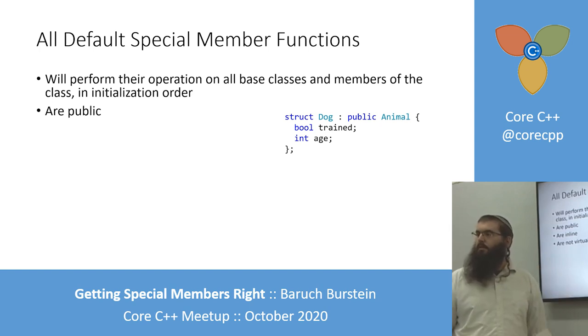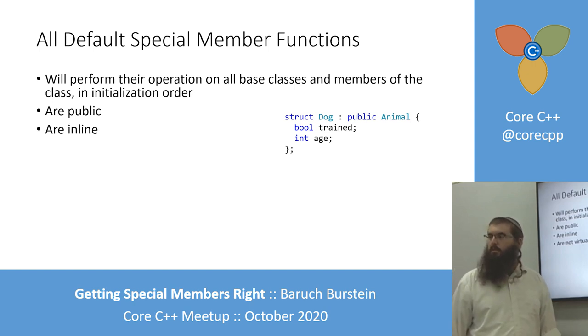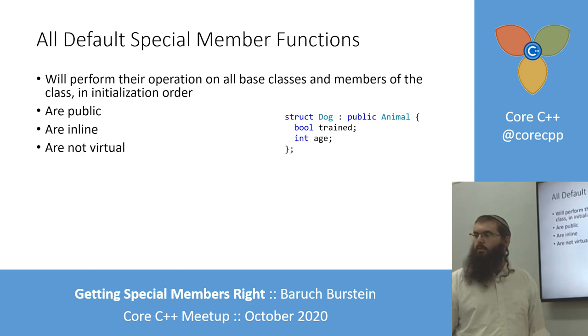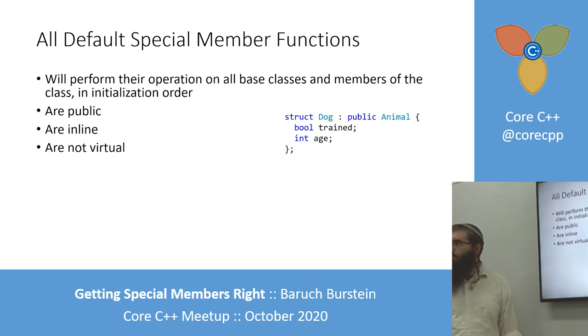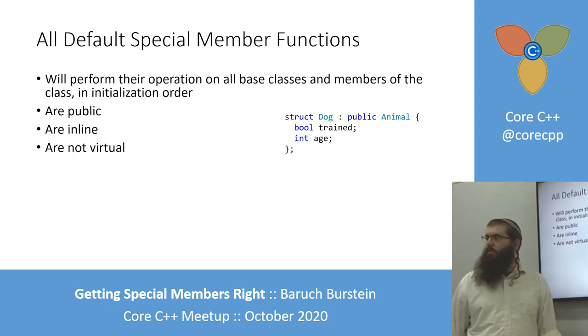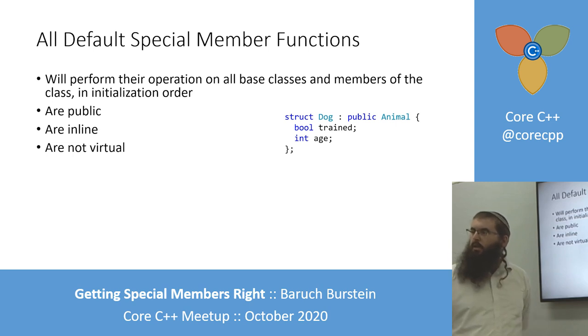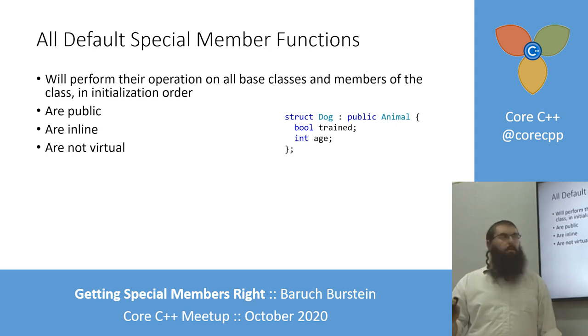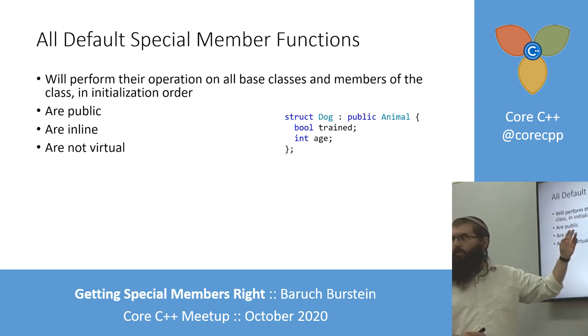All the default special member functions are public. If we want them to not be public, we have to declare them ourselves under private or protected. They are all inline. They are not virtual, especially important for the destructor. I think the inline part is wrong. I just read something a few days ago. There are cases in which something cannot compile if implemented in the header. In such a case, you need to write equals default in the CPP file.